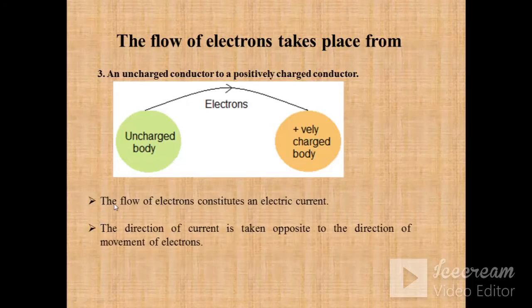So we can say that this flow of electrons constitutes an electric current, and the direction of the current which is taken is opposite to the direction of the movement of the electrons. To keep this flow of electrons, it is necessary to maintain an excess of electrons on one object and a deficit of electrons on the other object, which, so far as we have seen in the case of the electric cell, is done by the chemical reactions in the electrolyte.